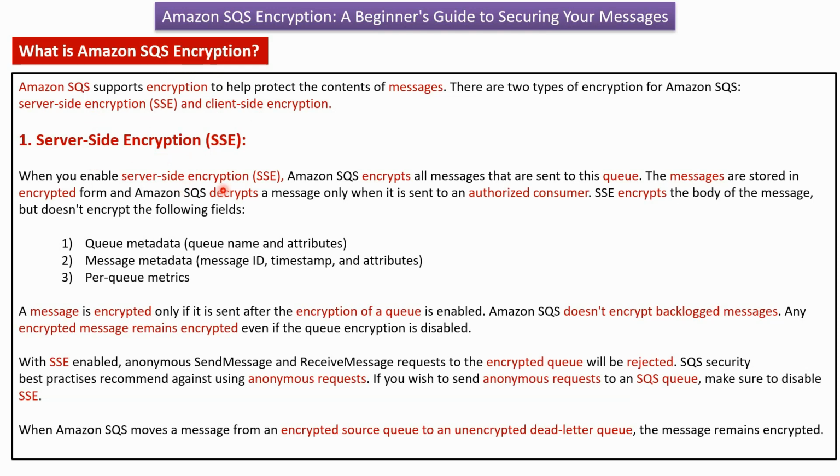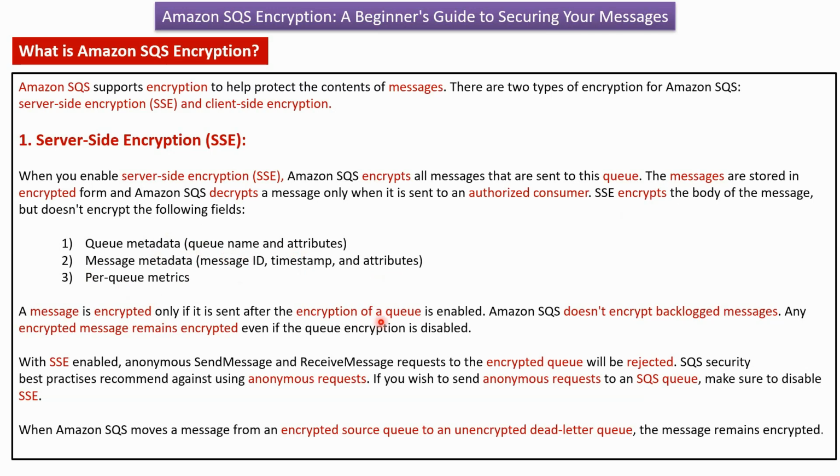When you enable server-side encryption, Amazon SQS encrypts all the messages that are sent to this queue. The messages are stored in encrypted form, and Amazon SQS decrypts the message only when it's sent to the authorized consumer. Server-side encryption encrypts the body of the message, and it does not encrypt these fields: queue metadata, queue name and attributes, message metadata, message ID, timestamp and attributes, and per-queue metrics.